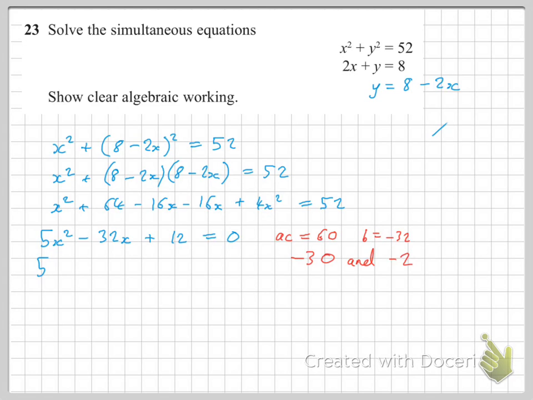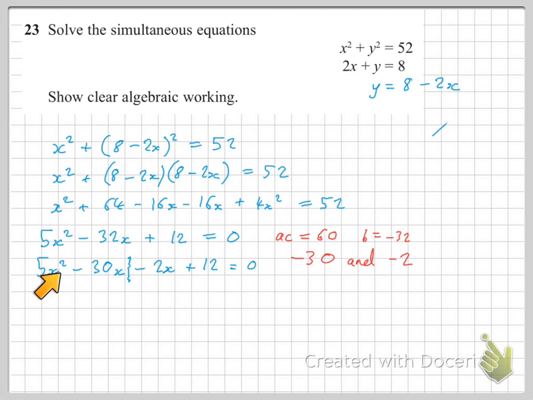minus 30, minus 2, if you search for a moment. So we split up the middle term like that. So notice I've split the minus 32x into minus 30x minus 2x. And if you look at that as two different parts, I always draw a wiggly line there in between. And you factorise each bit separately.